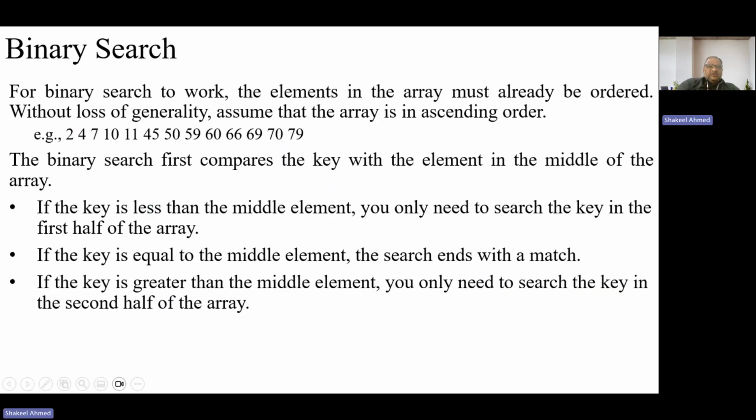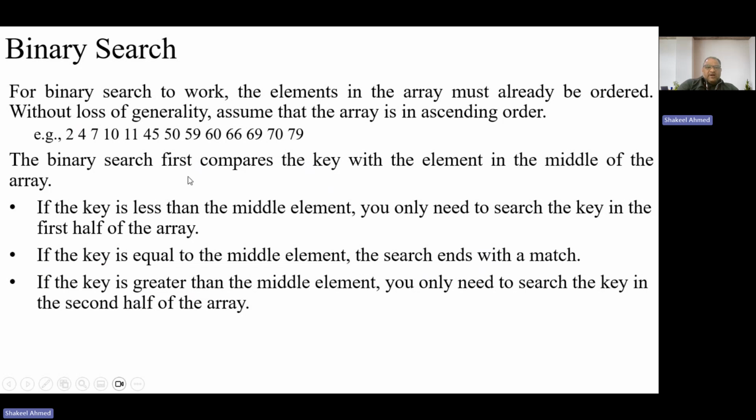The second type of search that we would be interested in looking at is binary search. So what is a binary search? For the binary search to work, the elements in the array must already be ordered. So we should have an ordered list. Without loss of generality, assume that the array is in ascending order. Say, for example, you have this one and this is in order. So for binary search, the list always has to be in order.